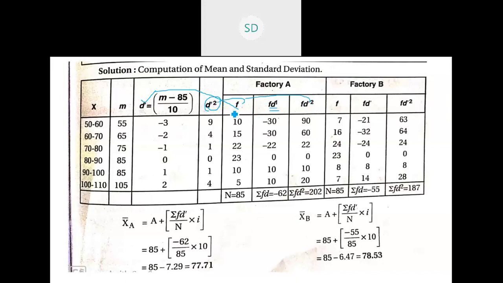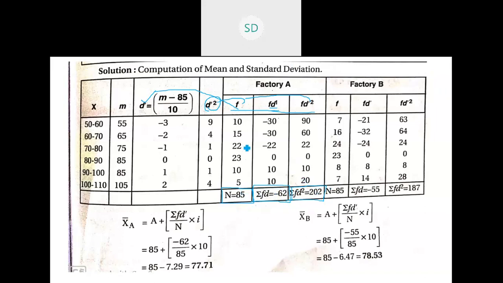Now after calculating all the three columns, add them up, you will get the main numbers required for calculation, that is n is equal to 85, sigma fd is equal to minus 62, sigma fd square is equal to 202. So these are the main numbers required for calculation. So this was for factory A.